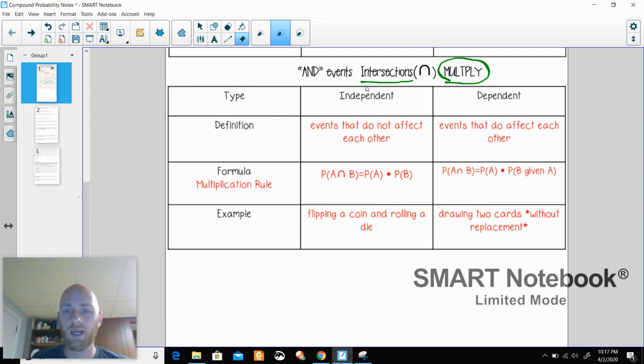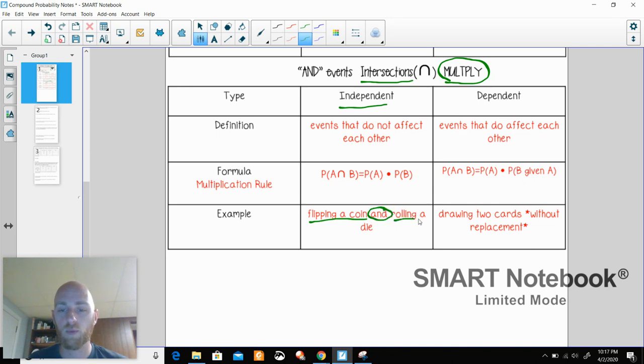With the independent events, right? What we have to look at there is do the events affect each other or not? If they don't, they're called independent events. So like if you're independent, you don't rely on anybody else, all right? An example of that is maybe I'm flipping a coin and I'm rolling a die, okay?